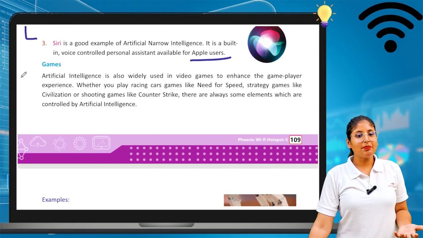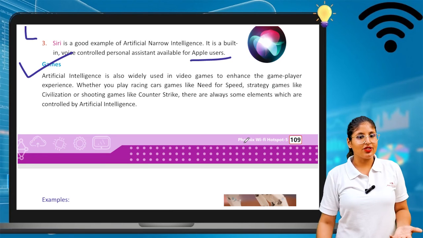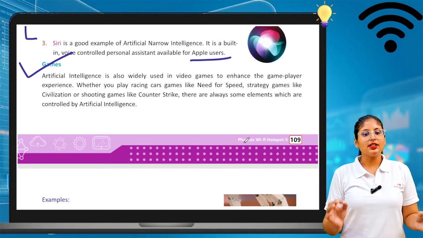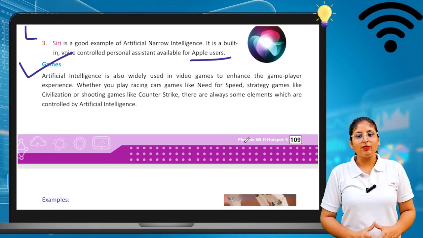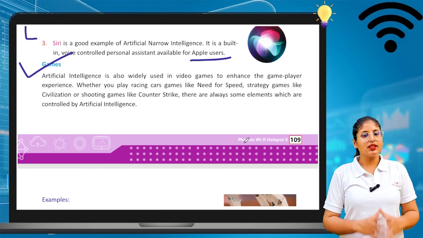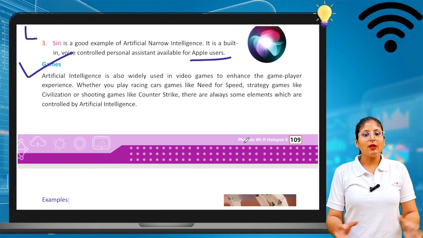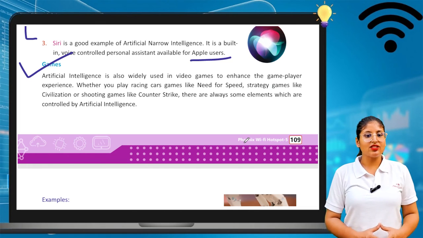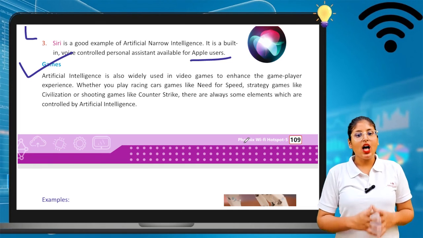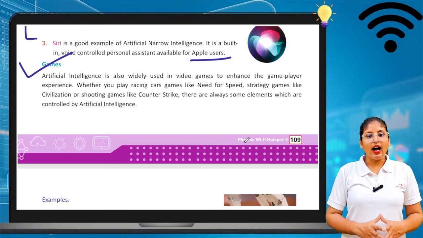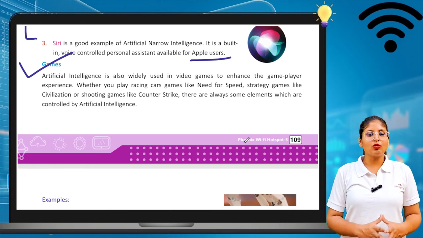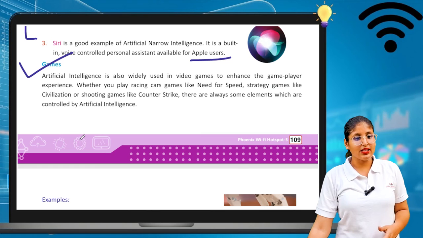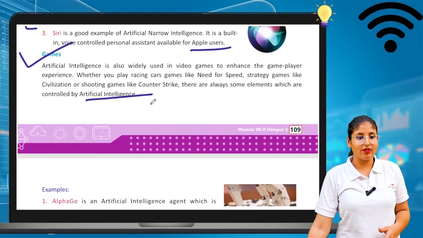Now we will see some games based on artificial intelligence. Artificial intelligence is also widely used in video games to enhance the player's experience. Whether we are playing racing games like Need for Speed, strategy games like Civilization, or shooting games like Counter-Strike, there are always some elements which are controlled by artificial intelligence.